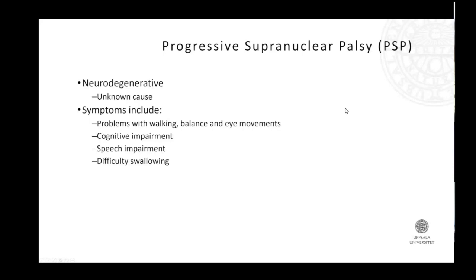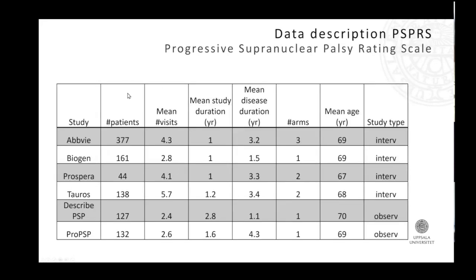So that's about SARA, and I will be much briefer about the other project, Improve PSP, where we study progressive supranuclear palsy, which is a neurodegenerative disease with an unknown cause. The symptoms include problems with walking, balance, eye movements, cognitive impairment, speech impairment, and difficulty in swallowing. The database here was a mixed database of 4 interventional trials and 2 observational natural history trials. In total, the database was also about 1,000 patients, with somewhat more data per patient than previously. The study duration was 1 year for the trials and longer for the observational natural history trials.